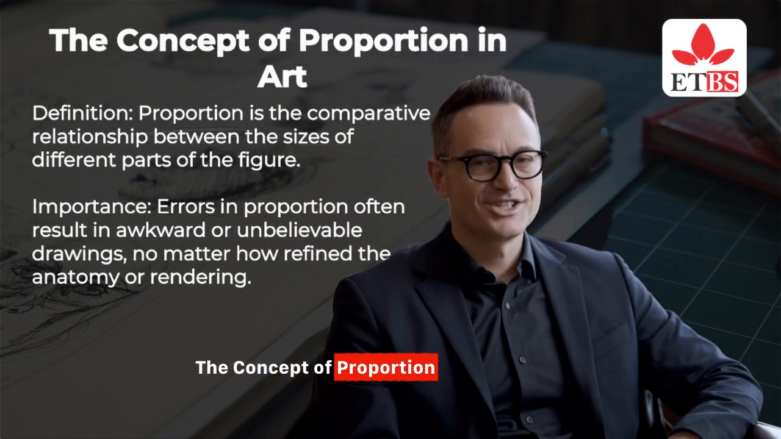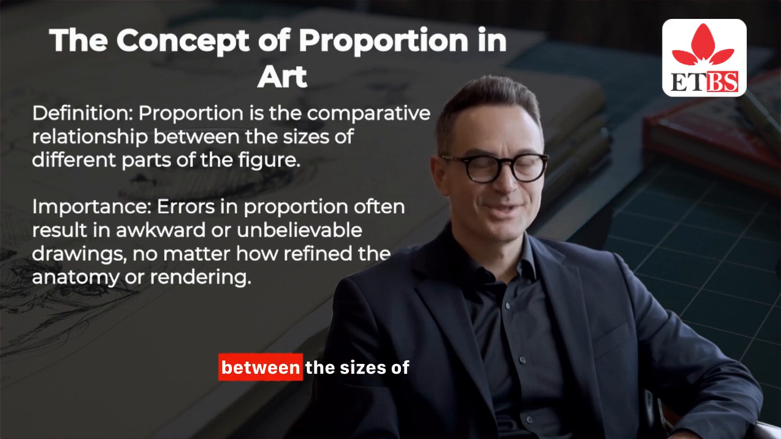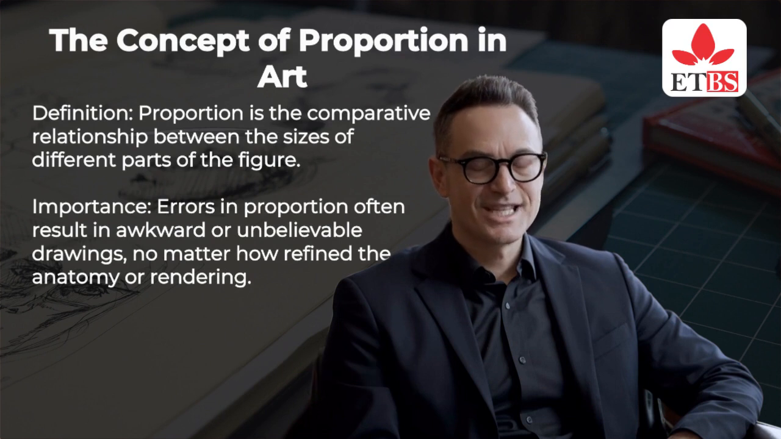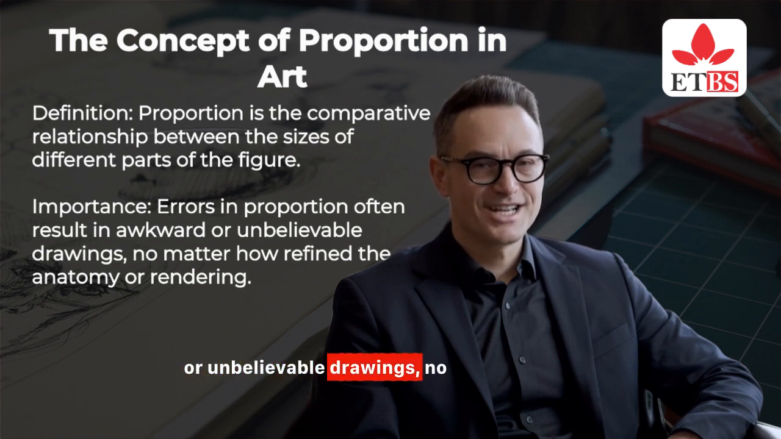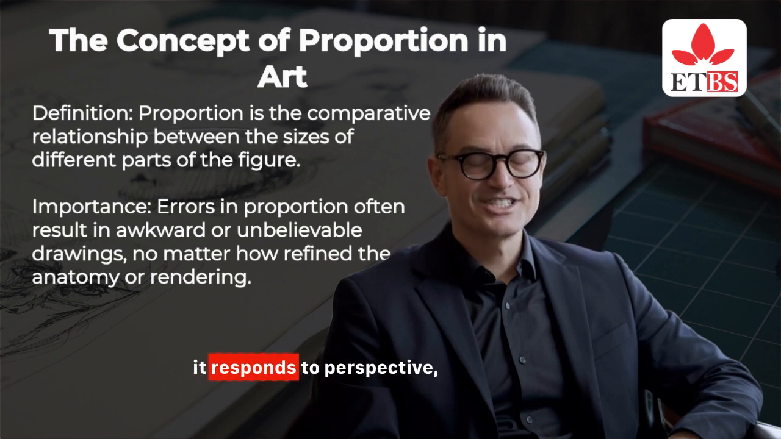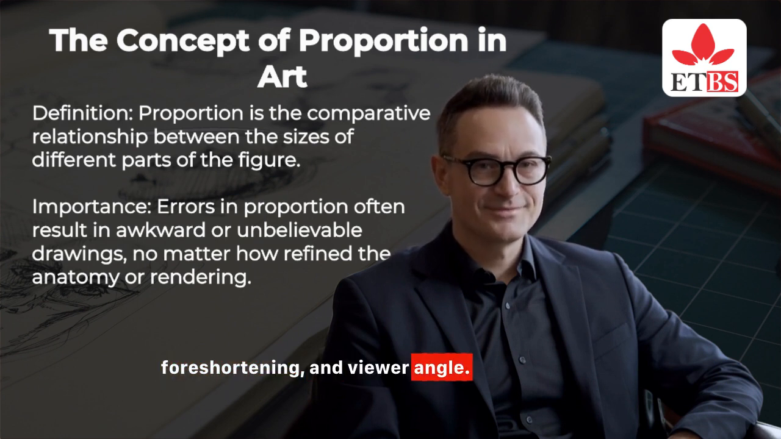The concept of proportion in art. Definition: proportion is the comparative relationship between the sizes of different parts of the figure. Importance: errors in proportion often result in awkward or unbelievable drawings, no matter how refined the anatomy or rendering. Proportion is not static, it responds to perspective, foreshortening, and viewer angle.